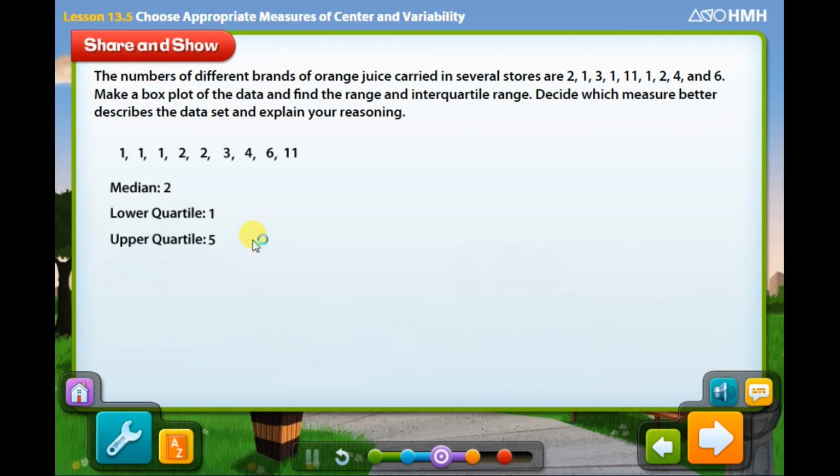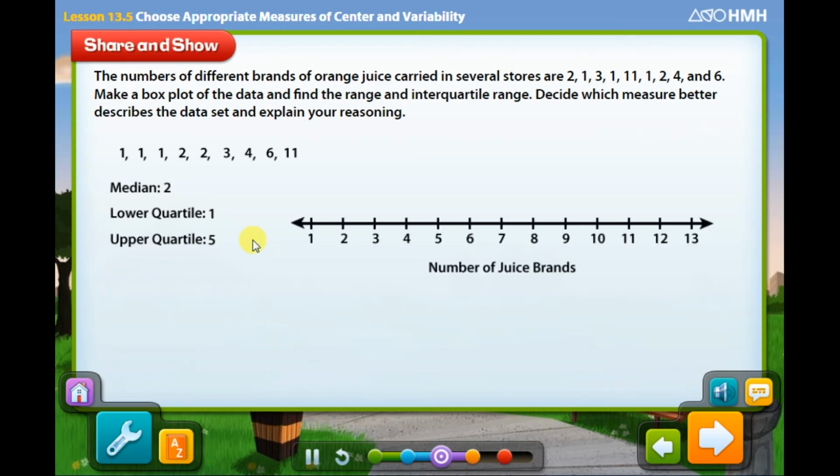Now let's draw the graph. On the number line, use the least value, the lower quartile, the median, the upper quartile, and the greatest value to make a box plot. The least value is shown. Plot the other values. Click above the number line to plot the points.